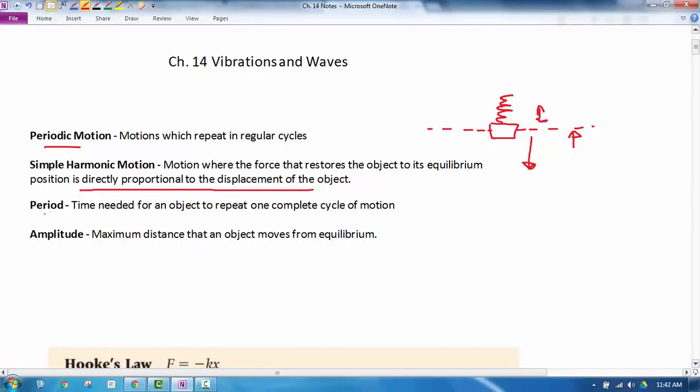You're going to need to know what period and amplitude are. So period is the time for an object to complete one cycle of motion, and amplitude is the maximum distance that an object moves from equilibrium for mechanical waves. But we will use amplitude later to talk about things like light waves and sound waves, in which case we're not talking about distance from equilibrium.